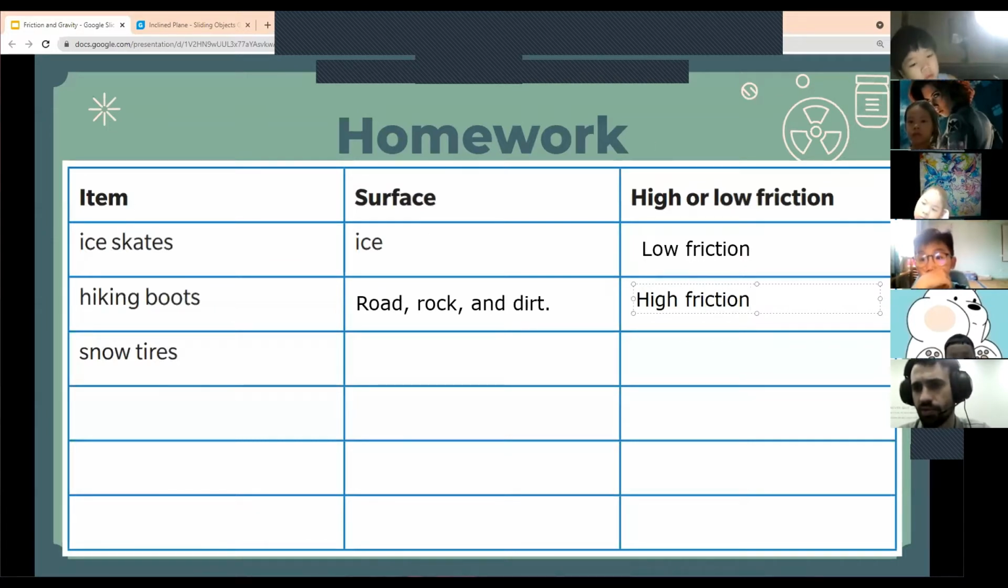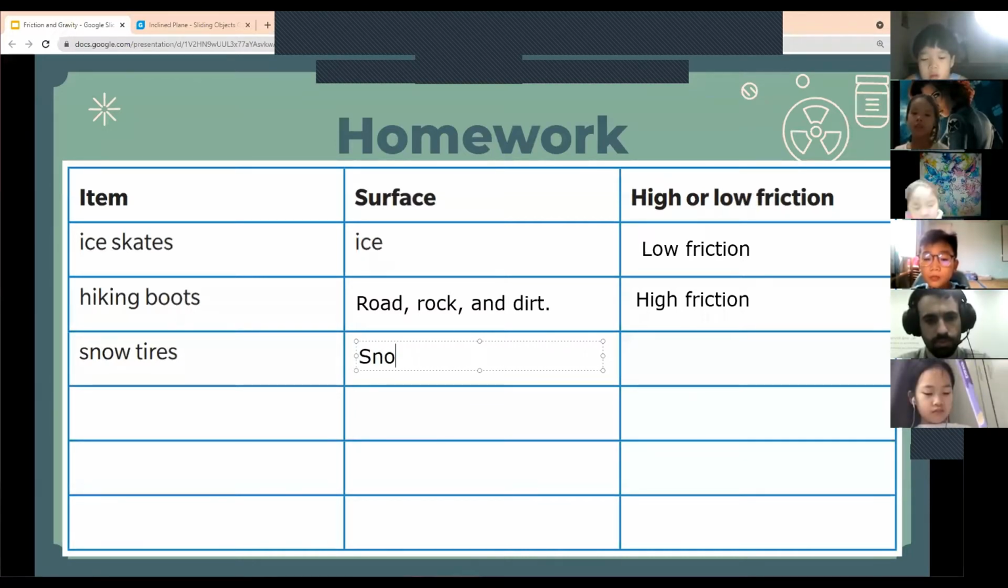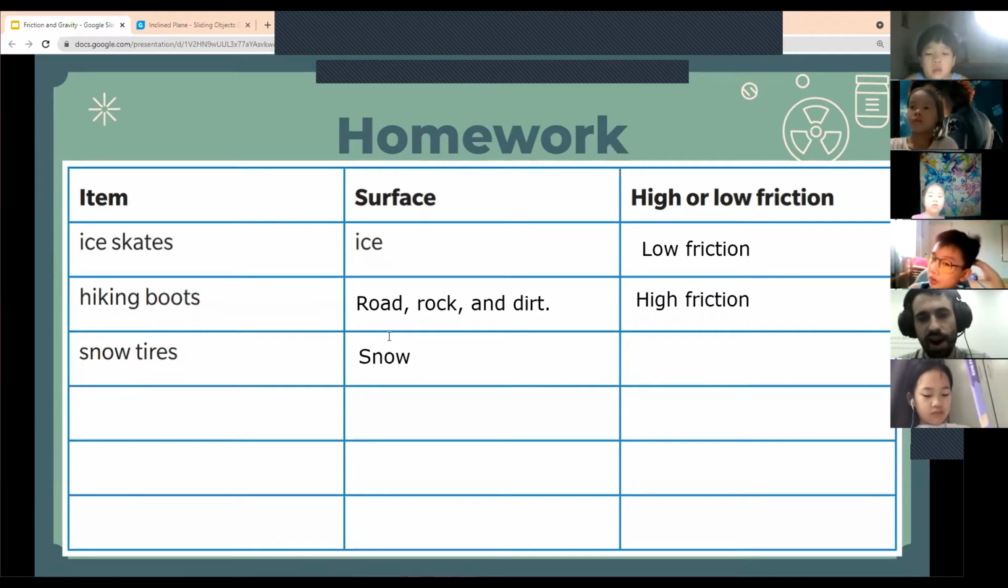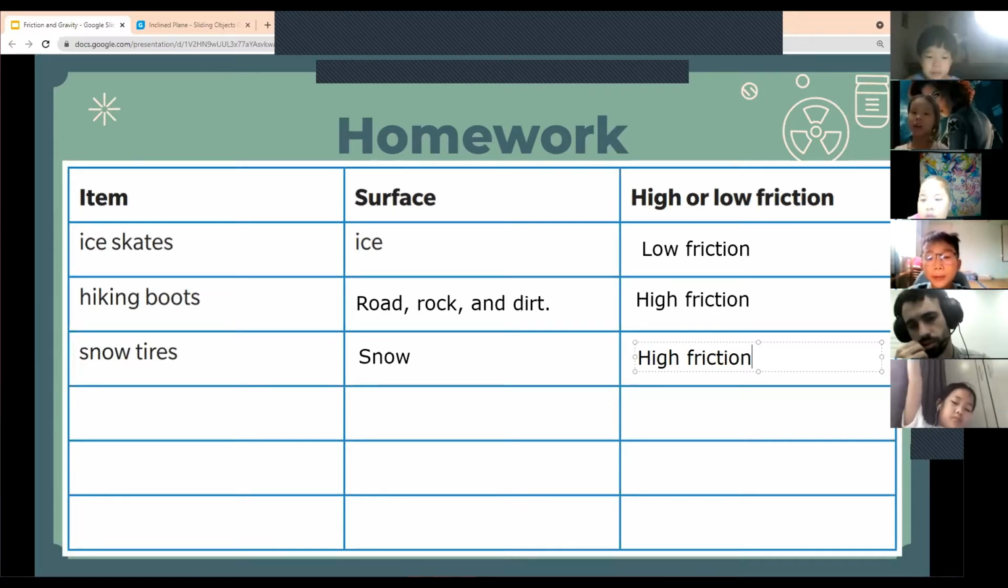And then we have snow tires. What surface would we use snow tires for? Taylor, what surface would we use snow tires for? I think tires mean the wheels that go on snow. So I think the surface is on the tire. The surface is snow. Snow and the tire. And do you want them to have high friction or low friction? I think it is high friction. Why do you think it's high friction? Because I think the snow cannot be flat and it can go up and down. So maybe it can go to high friction. Okay. Fair answer.